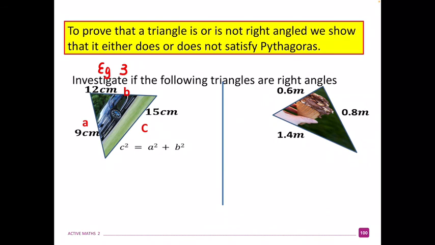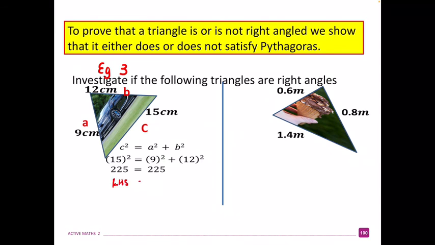C squared equals A squared plus B squared. To show if it is a right angle or not, we will substitute our values into this formula. This gives us 15 squared equals 9 squared plus 12 squared. Let's multiply out the left-hand side and the right-hand side. 15 squared is equal to 225. In our calculator, 9 squared plus 12 squared also gives us 225.